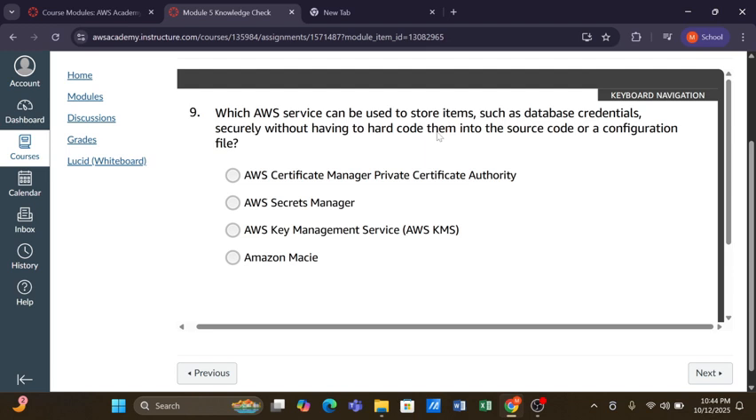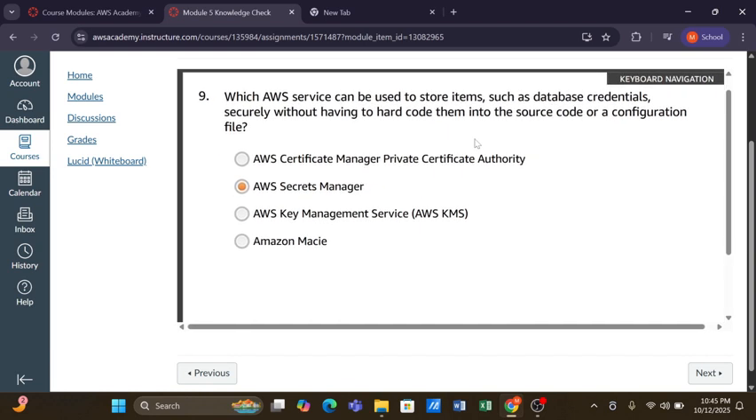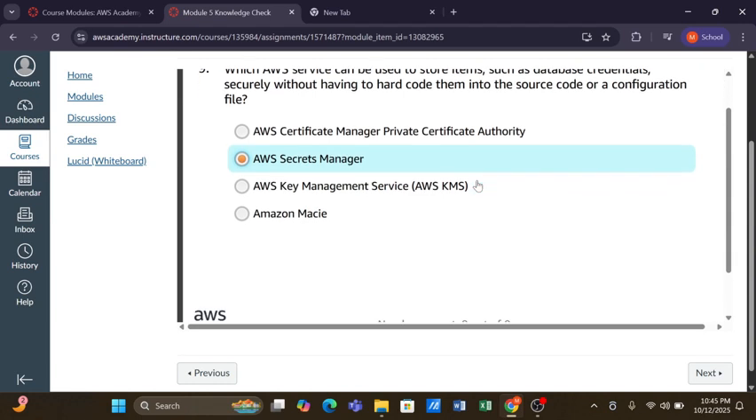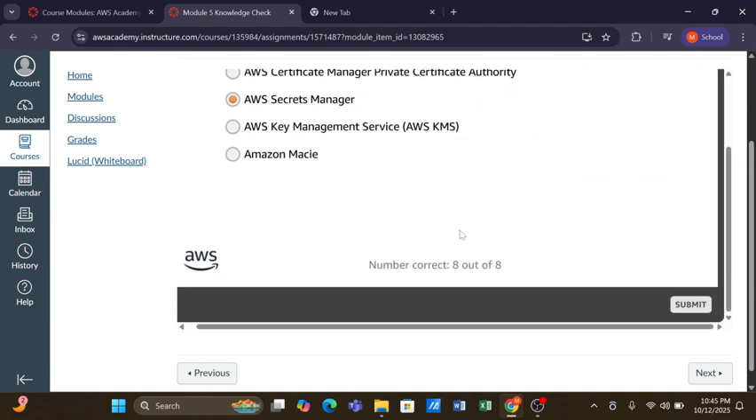Which service can be used to store items such as database credentials securely without having to hard code them into the source code or configuration files? The service options are AWS Certificate Manager, Private Certificate Authority, AWS Secrets Manager, AWS Key Management Service (AWS KMS), or Amazon Macie. I think the service which stores database credentials is Secrets Manager, because it stores the database credentials securely without having to hard code them, from a database security perspective.